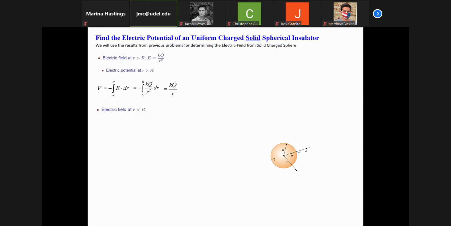So now let's look at the case inside. We've already determined that relationship between the electric field and the distance away from the center of the charged sphere. So now we're inside, something we have just derived. And now what we want to do is determine the electric potential somewhere inside.